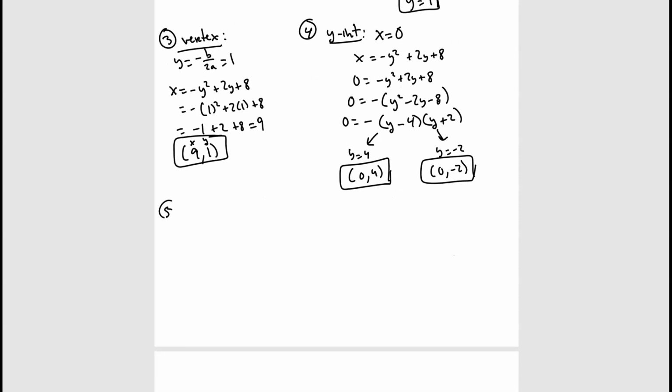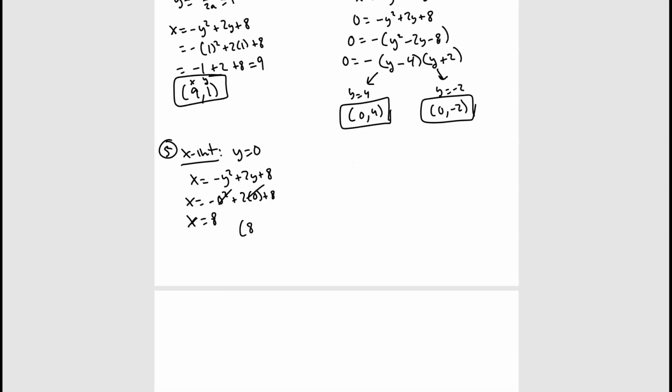And then finally, my x-intercepts. My x-intercepts happen when y is equal to 0. So now I'm going to say y equals 0. So we have x is equal to negative y squared plus 2y plus 8. I'm going to set this equal to 0, and I hope that I don't mess this up this time. And this time I'm going to get a positive 8.